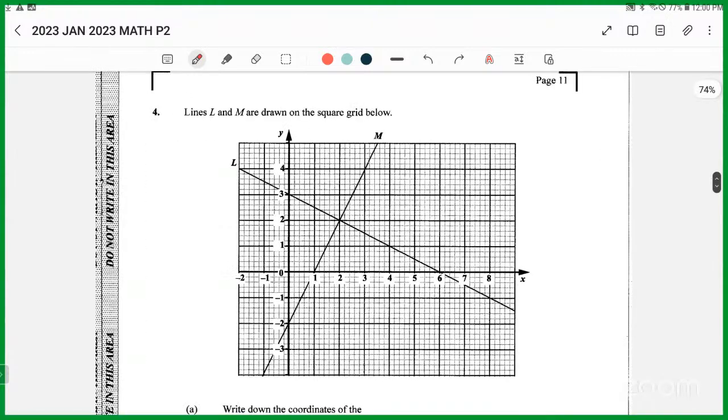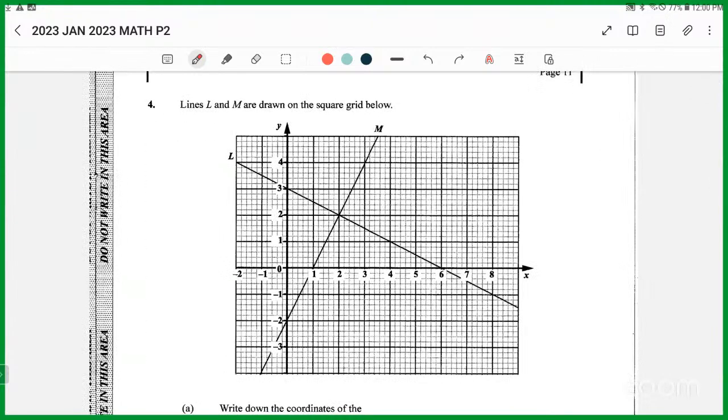This is a question. I love these questions. They give you coordinate geometry, the graph, the lines. You can read off everything on the graph. You can see the y-axis intercept. You can count out the gradient. You just have less calculation needed when you can see the graph.